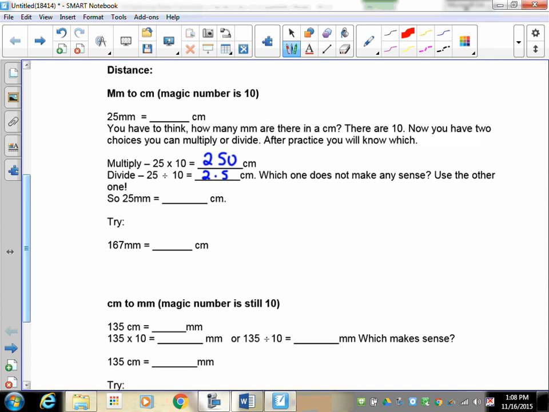One of these makes no sense. The other one makes sense. Okay, so let's take a look at this. 25 millimeters, if you were drawing it, would be basically that long. 25 pencil leads lined up, a really short distance.